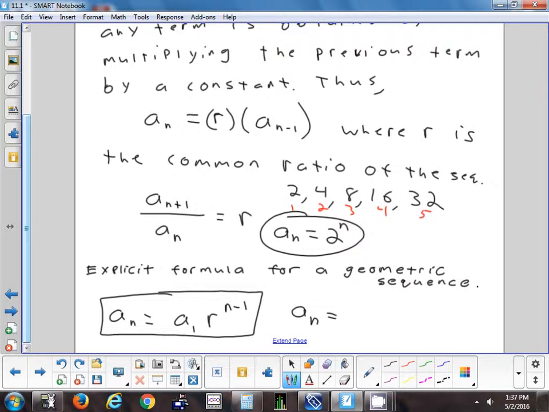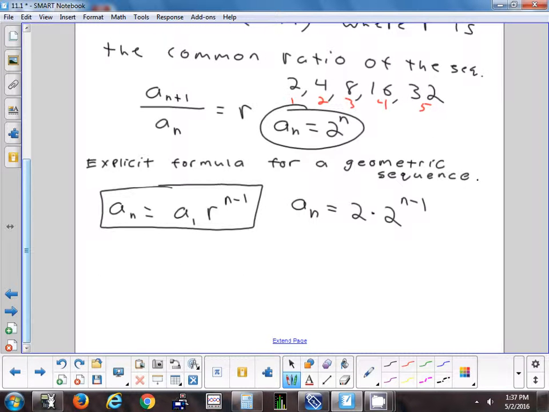Okay. What's the first term in the sequence I had? 2, times, what's the common ratio? 2, to the n minus 1. Now, what I wrote there and what I have up above, these don't look the same. Anybody know how to simplify the one on the bottom to make it look like the one on the top?